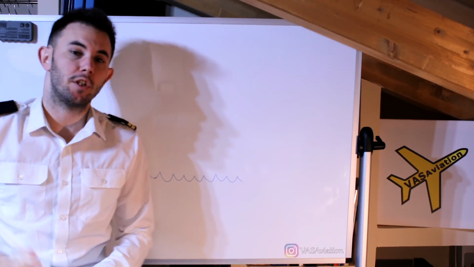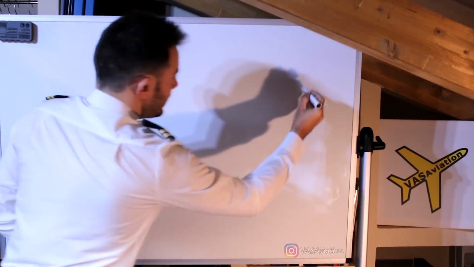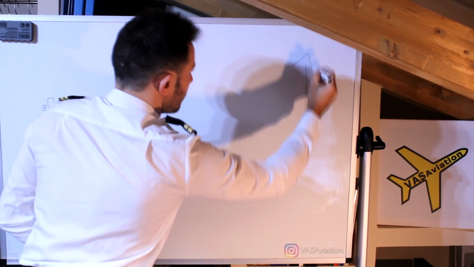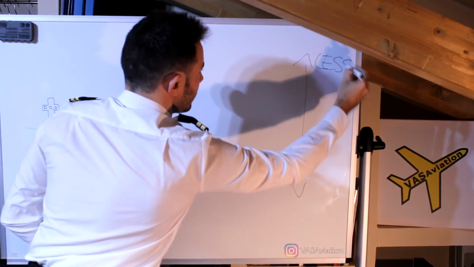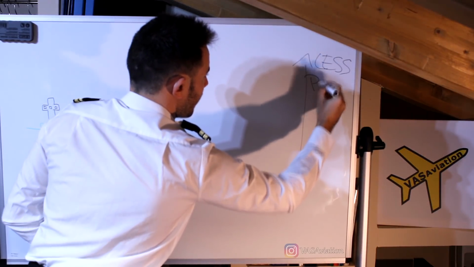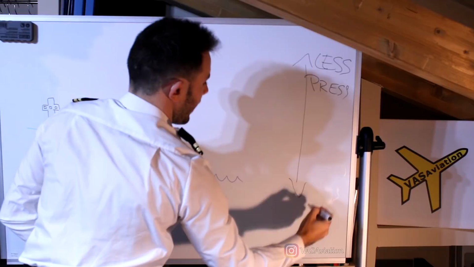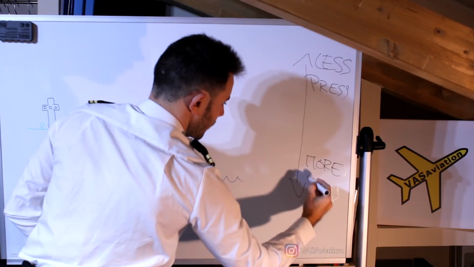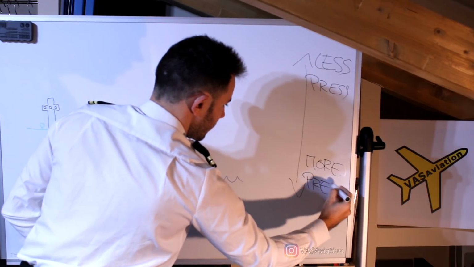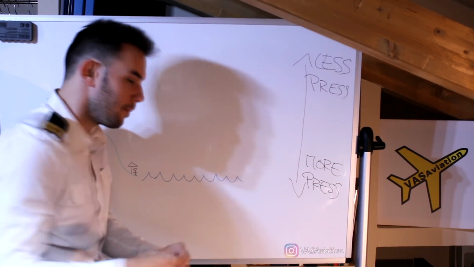Okay, so first thing you have to know is that pressure decreases with altitude. So as we climb, pressure decreases, less pressure, and as we descend, the pressure increases, more pressure at the bottom.